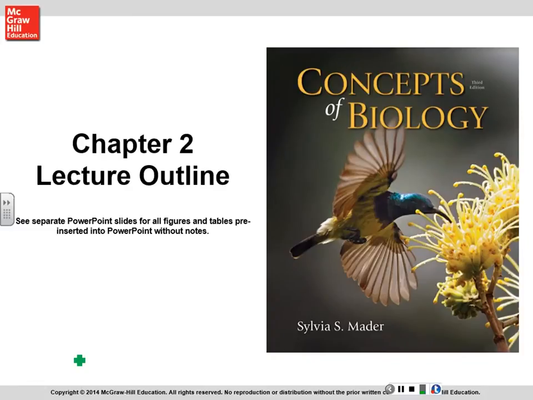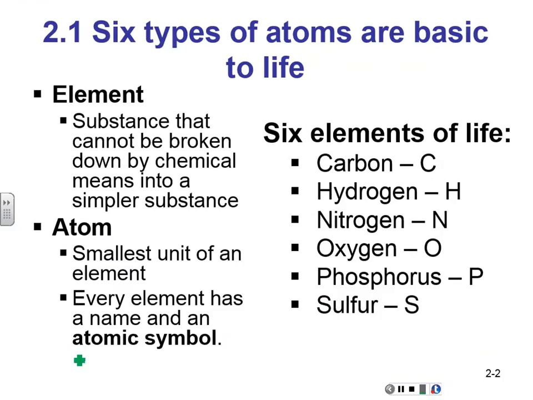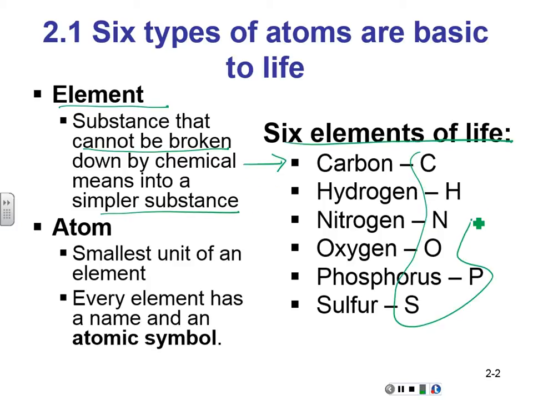Let's talk about some Chapter 2 concepts. The thing to focus on here are some of the basic definitions. What's an element? It's any substance that cannot be broken down into a simpler substance. And we have some of the 6 elements of life over here. So these are necessary for life. Some people call this CHNOPS.